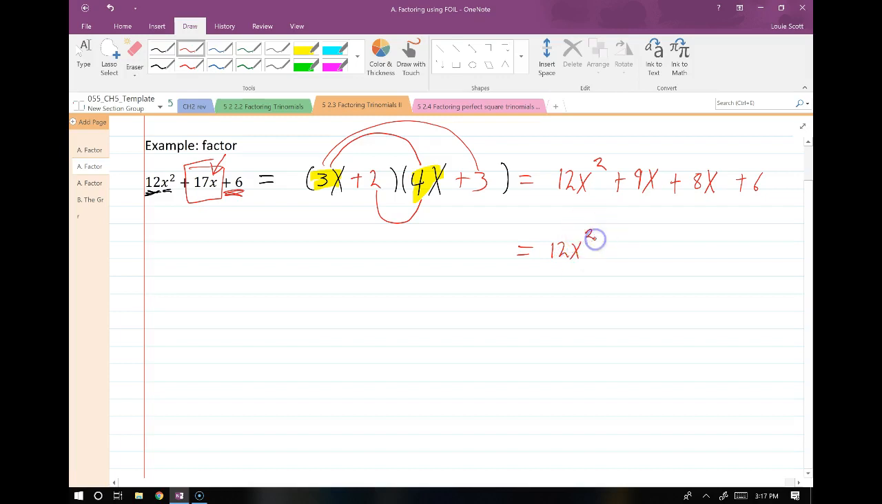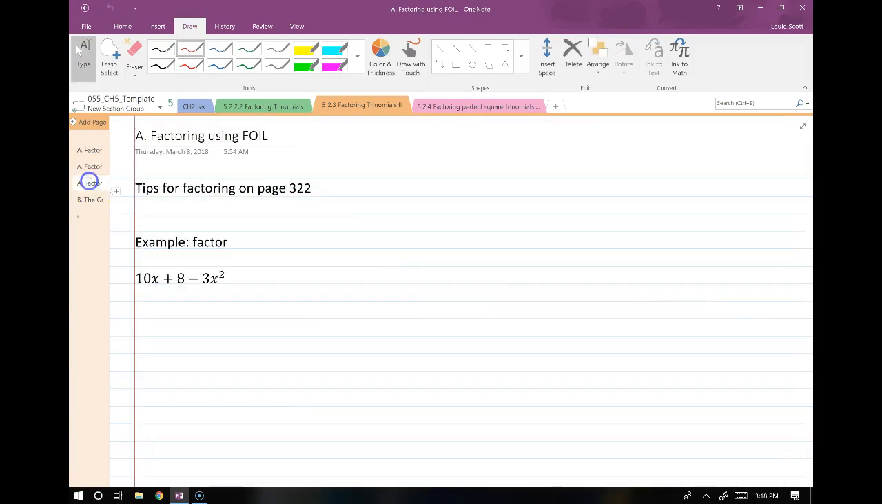And so we ended up with 12x squared, plus 17 in the middle, x plus 6. But there are so many different factorizations that this could be. If you just start thinking about listing the first ones just from the initial coefficient, you could have like three different factorizations. So the moral of the story is, learn the grouping method. Now we will learn the grouping method, I think.